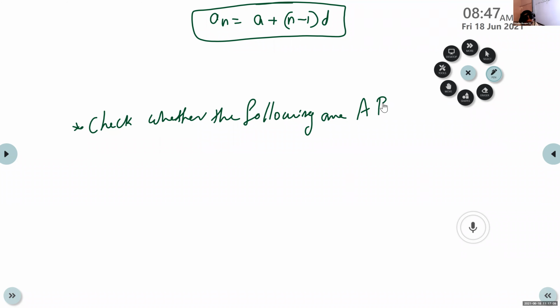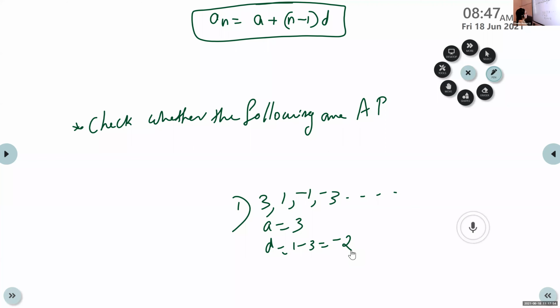The question is to write the first term and common difference. Did you complete that, or do you want to discuss here? The question is 3, 1, minus 1, minus 3, etc. This is the first question. Find the first term and common difference. So the first term is 3. Common difference is 1 minus 3, which is minus 2.